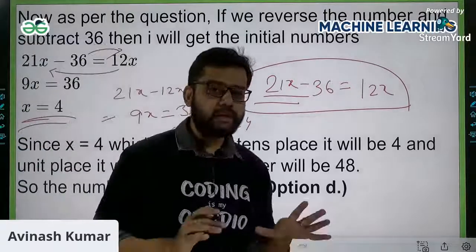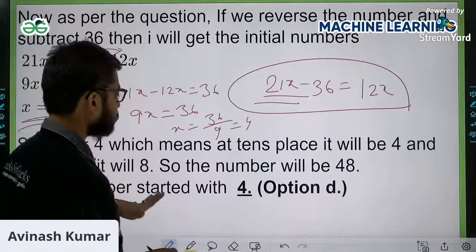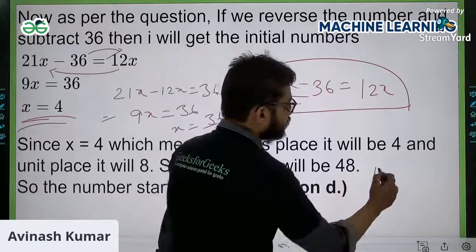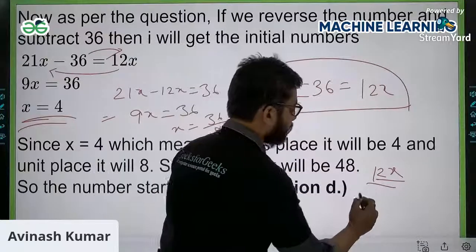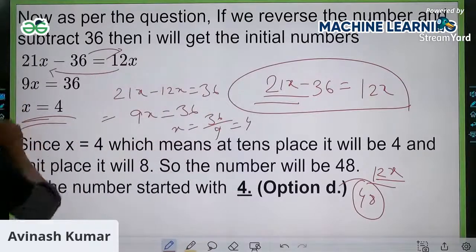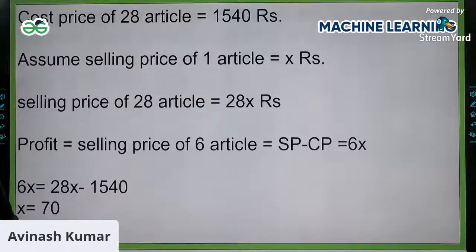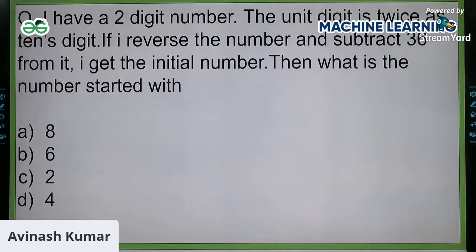Now, as per the question, initially our number was 12x. Putting x equal to 4 in this gives you 48. But see, 48 is not among our options. It's not matching our options.